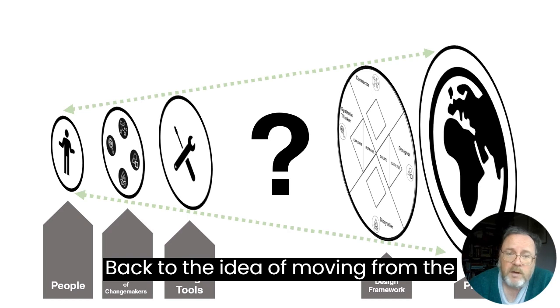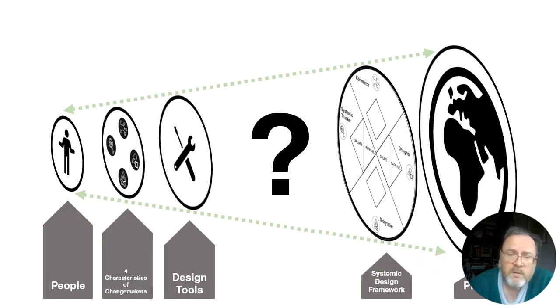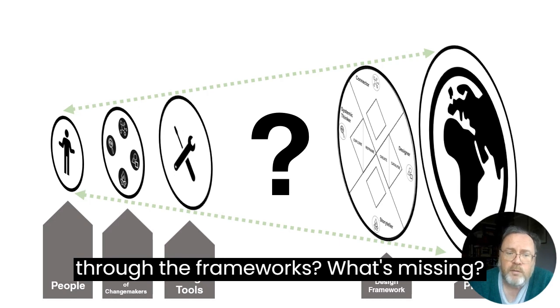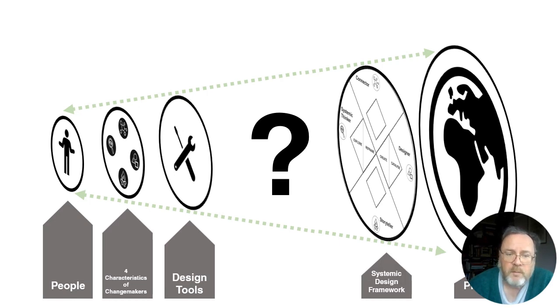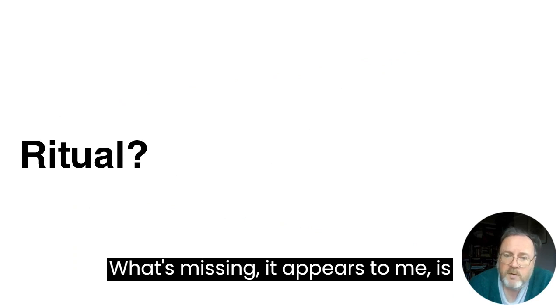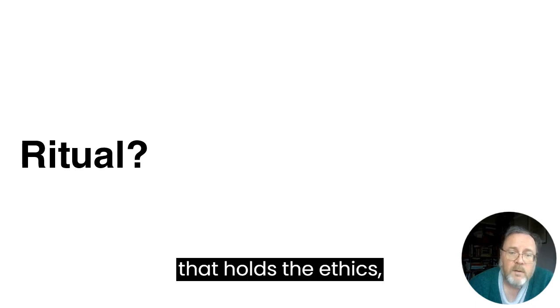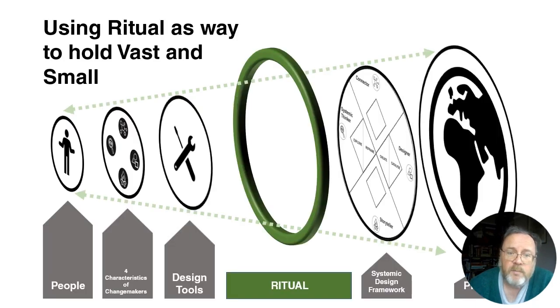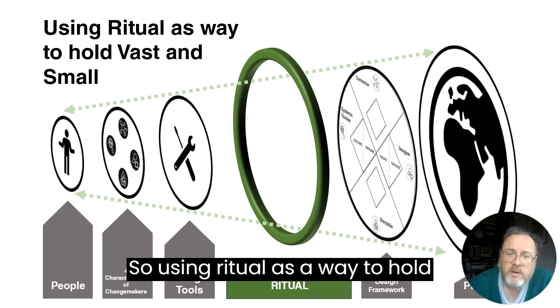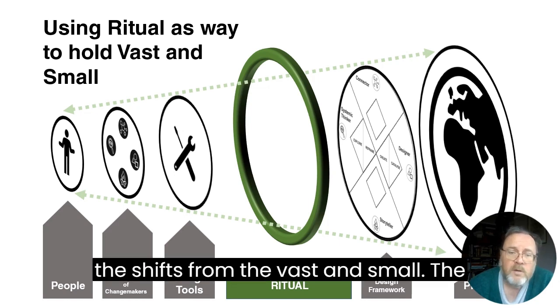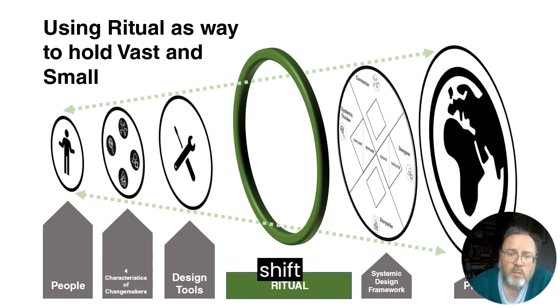Back to the idea of moving from the small to the vast, through the characteristics, through the tools, through the frameworks. What's missing? What's missing, it appears to me, is ritual. Something that holds the ethics, holds the principles, and holds responsibility. So using ritual as a way to hold the shifts from the vast and small, the shift of principles and activities.